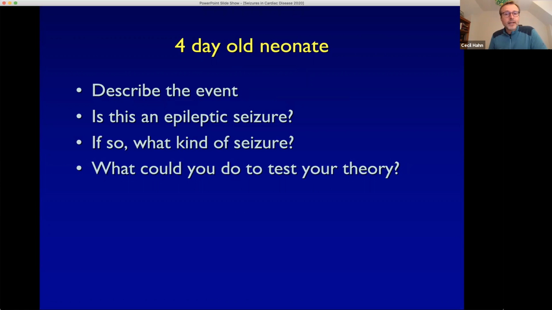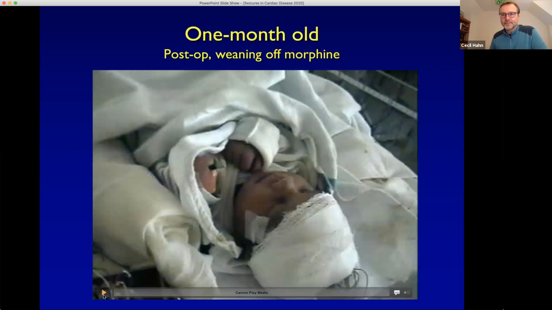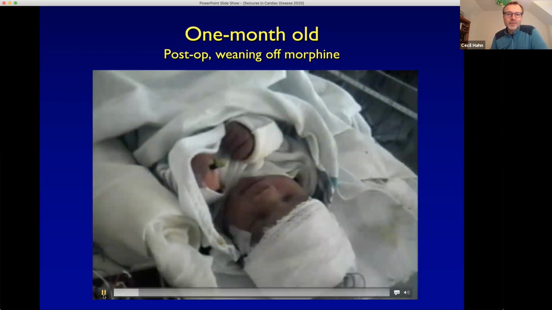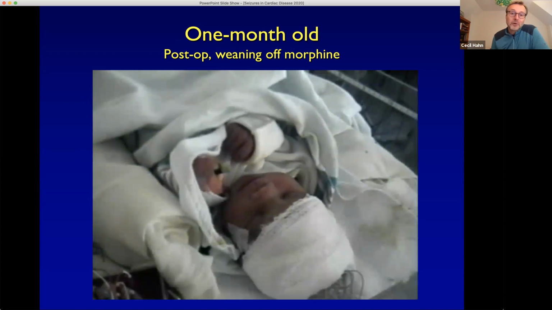Okay, let's look at our next example of the neonate. Here it says 4 days old. I think the other example I had said 1 month old. Doesn't really matter. Describe the event. Is this a seizure? If so, what kind? And how would you test your theory? So here's our same video. Now the baby's all of a sudden 1 month instead of 4 days.